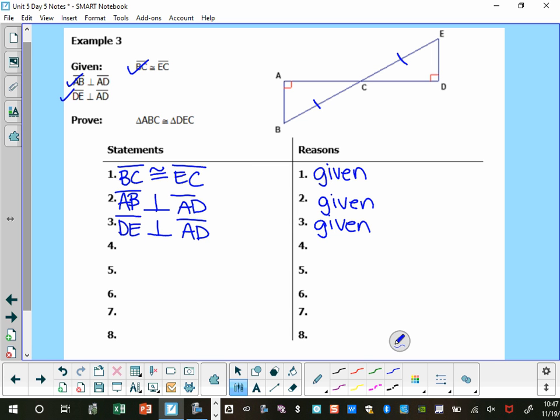All right, number 4, we are going to write angle A is congruent to angle D. What do you think your reason would be for that? What's angle A and angle D? Right. They're right angles, so we're going to write definition of right angles. For some of these, you can kind of play around with it. If you wrote right angles are congruent, that's also fine.